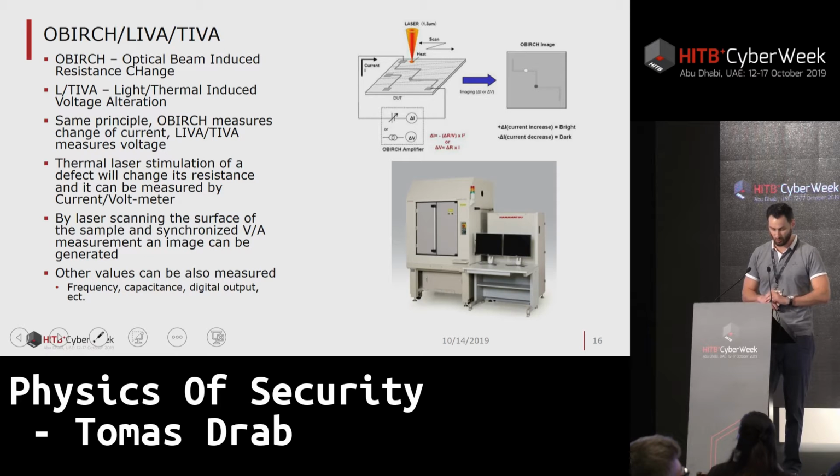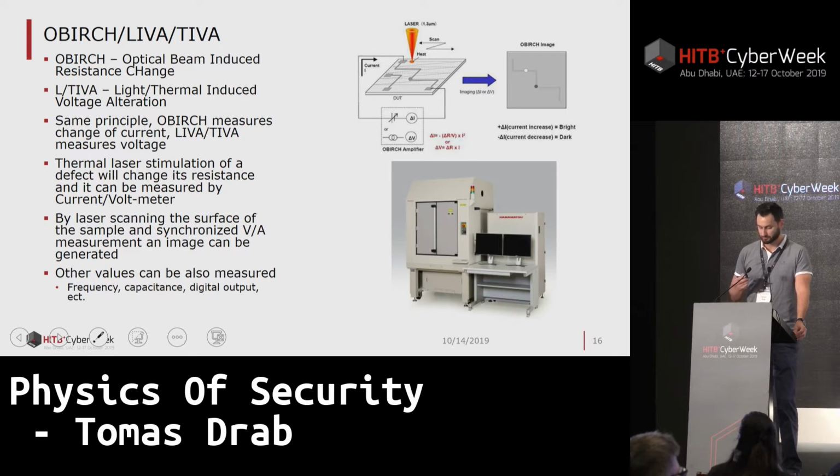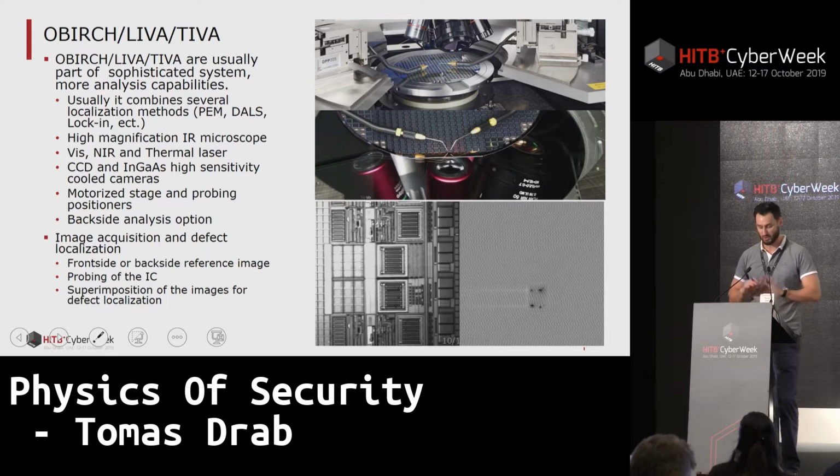Okay, OBIRCH, LIVA, TIVA. These are all, OBIRCH means optical beam induced resistance change. Basically, if you scan the circuit with a thermal laser, which is usually about 1300 nanometers, you can introduce some heat into the circuit, and once you hit the failure or some short, it changes the resistance, and you can measure the change of the current and then localize the failure precisely.